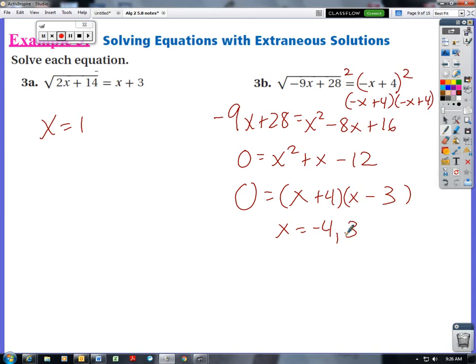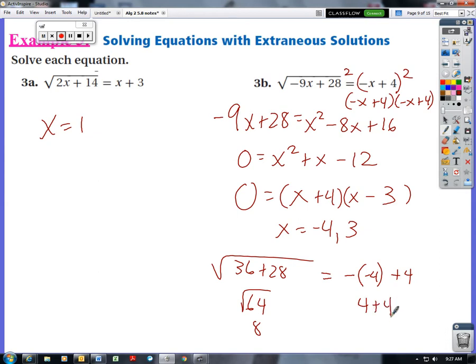We have to check them. So we'll plug negative 4 in. Negative 4 times negative 9 is 36 plus 28. Let's see, that's 64, that's 8. And I have to check negative 4 on the other side as well. Negative 4 plus 4. Oh, no, my bad. No, that's not right. Okay, negative x. X is negative 4. Plus 4, so that's positive 4 plus 4, that's 8, it checks. So this is a go, that one works.